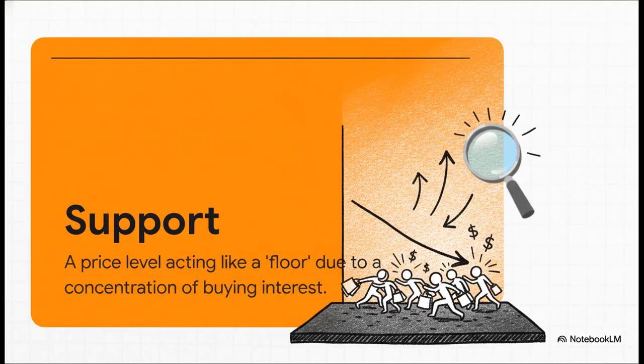So first up, we've got support. Think of this like a safety net, or a solid floor. When the price of an asset drops down to this level, a whole bunch of buyers suddenly think, hey, what a bargain. They all rush in to buy, and that creates so much buying pressure that it literally stops the price from falling any further and starts pushing it back up.